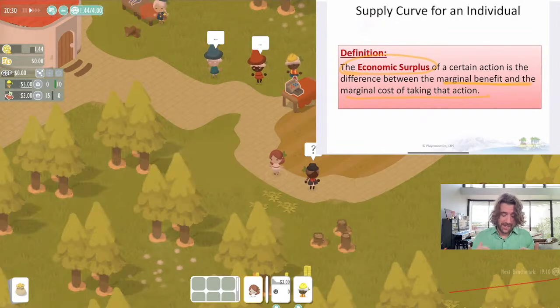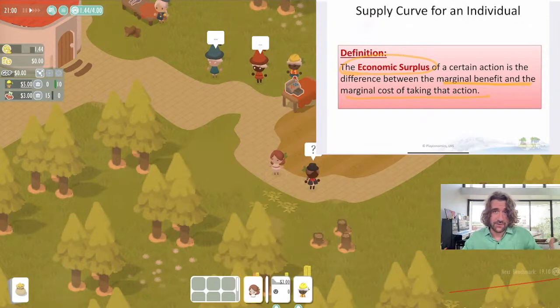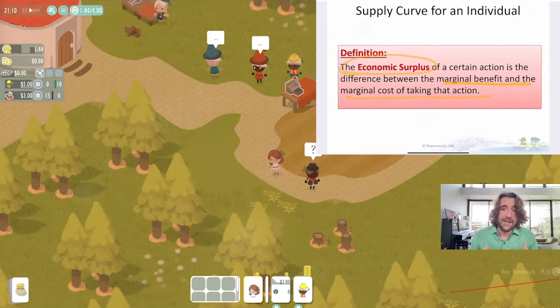Evidently, the economic surplus in my playthrough must have been negative. I was losing money, which means that the extra revenue that I was making on each individual red berry was not greater than the extra cost that I was paying for each red berry, and that determined a loss in money and negative profit that basically made me bankrupt at the end of my playthrough.